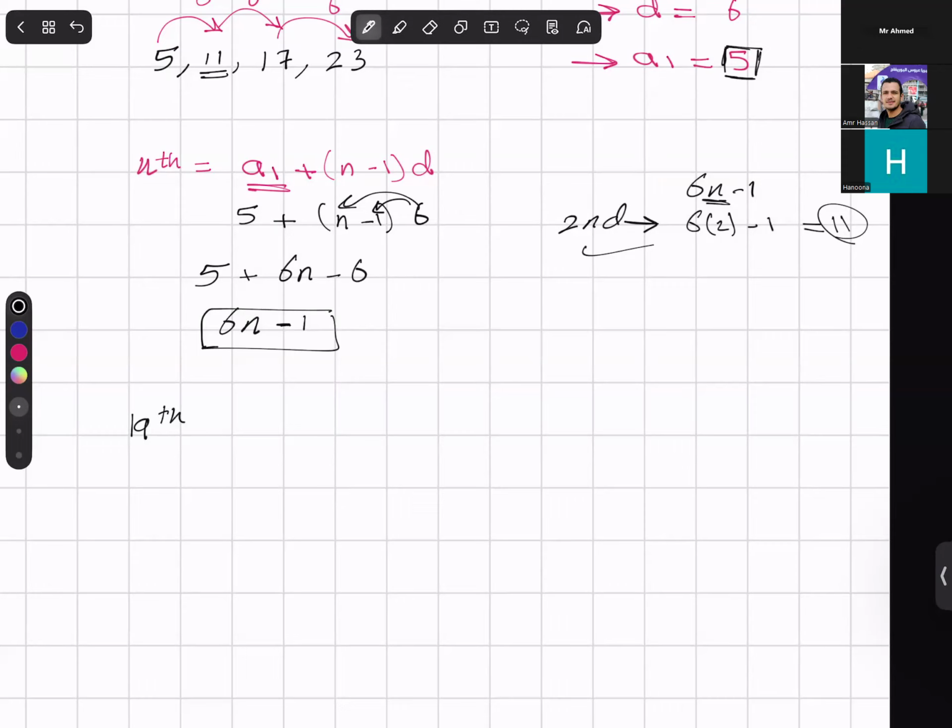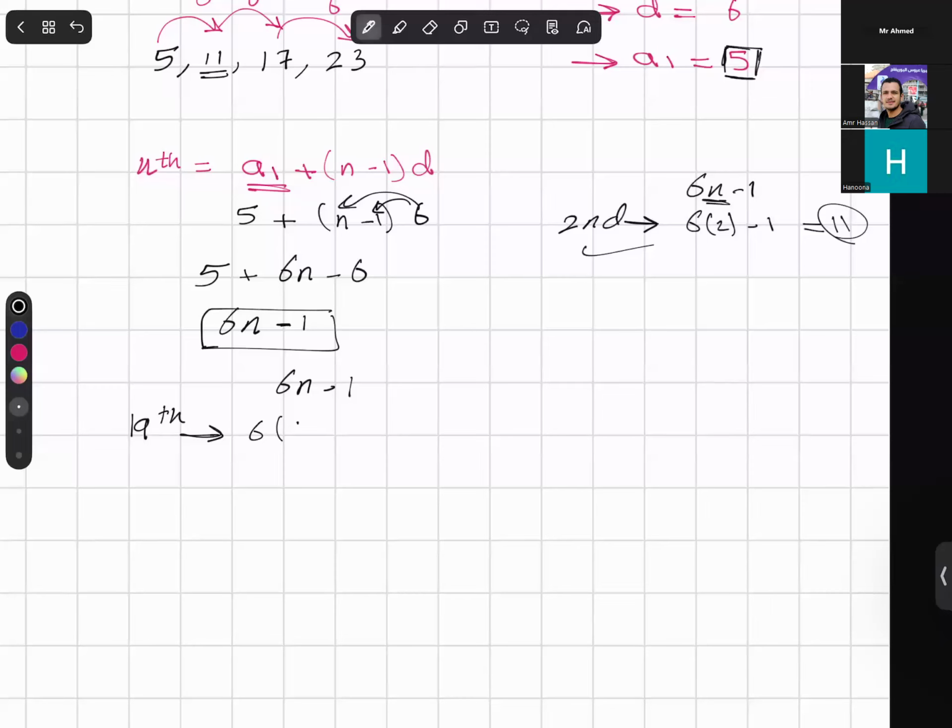Where is the rule? There, 6n minus 1. Okay. And then right now, I've been asked to calculate the 19th term, which makes sense. This rule enables me to get whichever term I want, as I told you. So instead of writing n, I'm going to write 19.